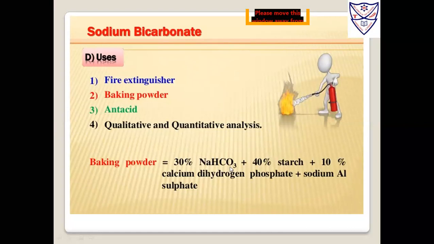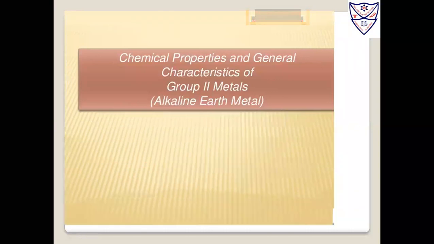30% of Na2CO3 plus 40% of starch, 10% of calcium dihydrogen phosphate, Ca(H2PO4)2, and sodium aluminum sulfate. So this is a preparation. The next one is what?